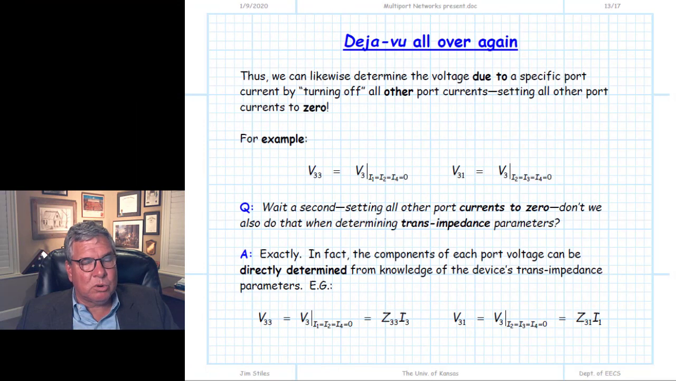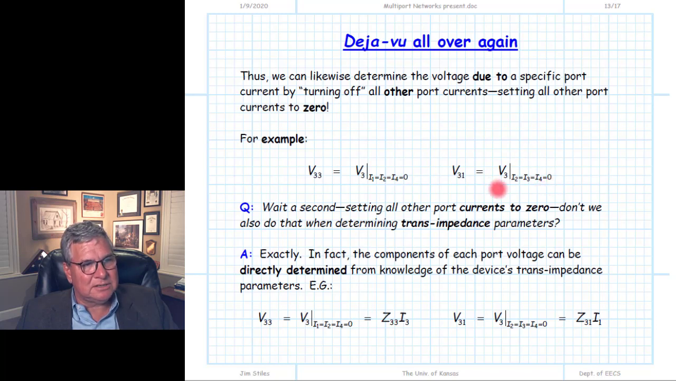So we go back to our more general case where we have, for example, V33, which is the voltage at port 3 due to the current at port 3. And we say that that is the voltage at port 3 that we measure when all currents other than the current at port 3 are equal to 0. Or V31, that's the voltage at port 3 due to the current at port 1. Well, that's simply the voltage at V3 we would see if all other currents except for the current at port 1 are equal to 0.